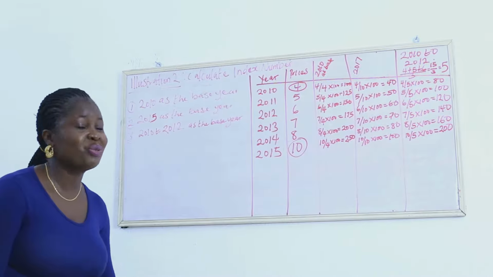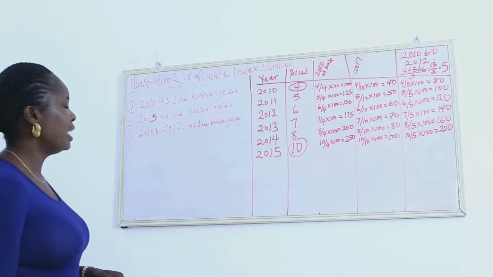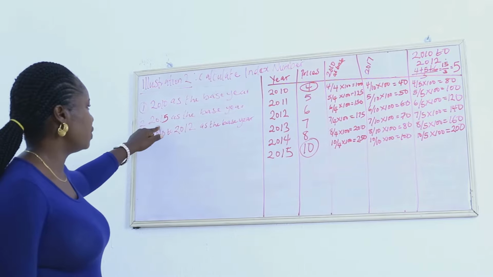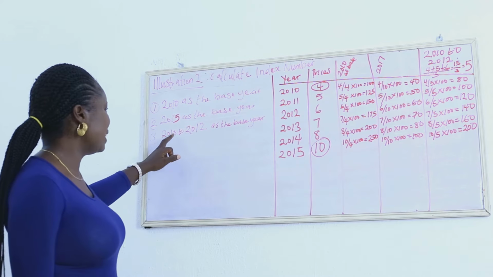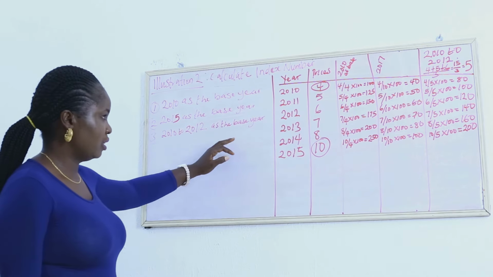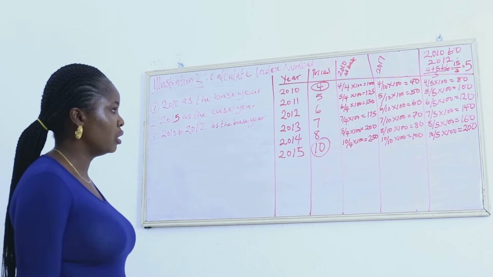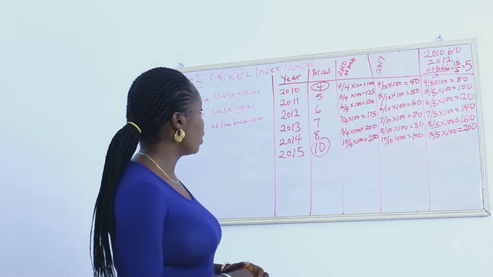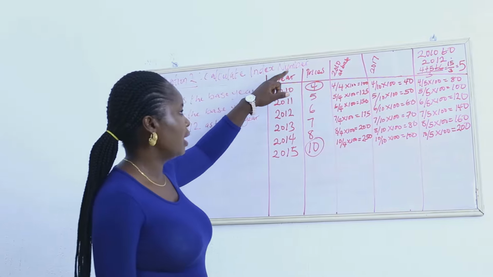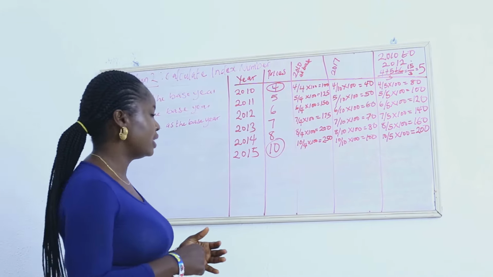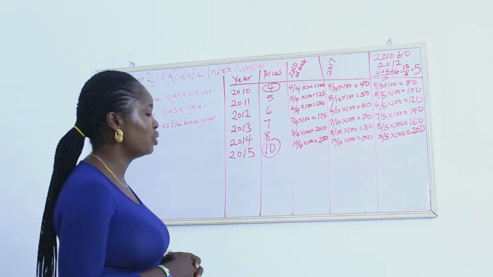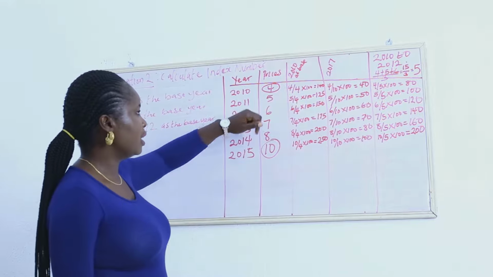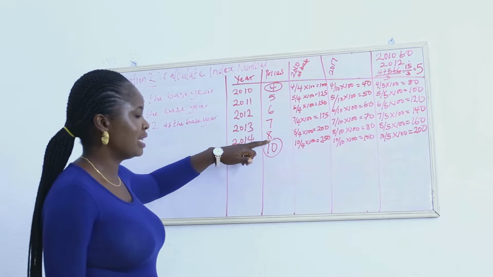Looking at illustration 2 now, illustration 2 says calculate the index number using 1, 2010 as the base year, then 2, using 2015 as the base year, then 3, using 2010 to 2012 as the base year. These are the simple illustrations on the board, and I will take you through quickly. If you look at the question, we have year and price. The first year is 2010, the second 2011, the third 2012, the fourth 2013, 2015 and 2016, and the prices are 4, 5, 6, 7, 8 and 10.